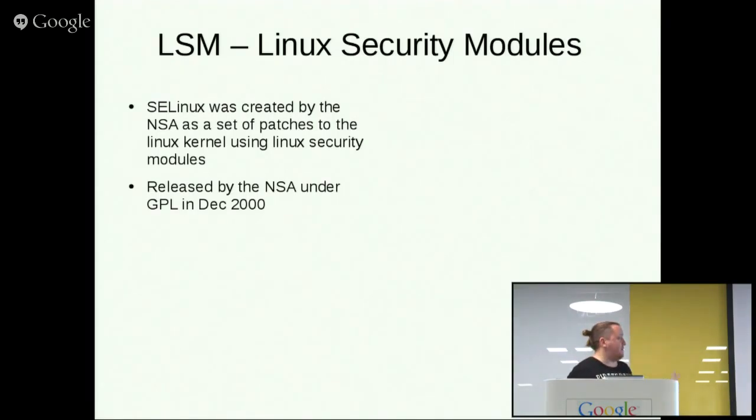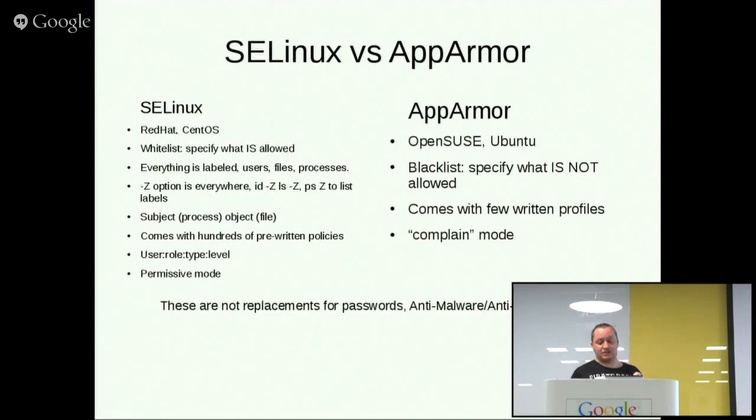I don't really care. But it was released by them under GPL in December 2000. SE Linux and AppArmor are two of these sorts of mandatory access control systems. If you're running Ubuntu or OpenSUSE, then you'll be using AppArmor, which contains small profiles. Firefox has a profile, and it says what Firefox can and can't do.